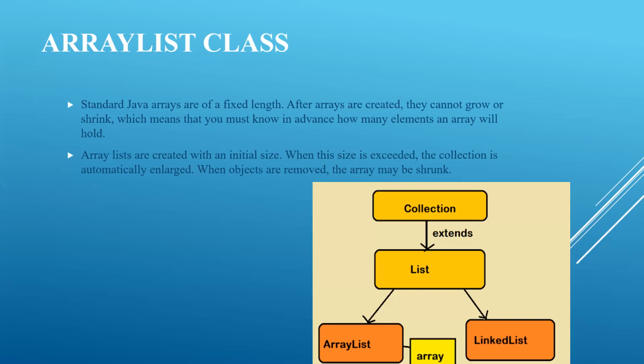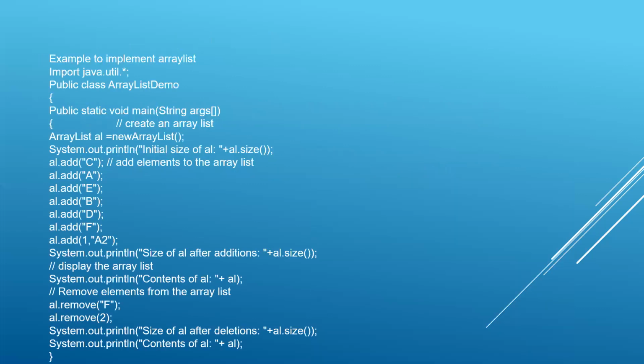That is, we can add objects into the ArrayList or we can remove objects from the ArrayList. In order to implement this ArrayList, we have different methods. Here is an example program with some of the methods. Here we have declared a class called ArrayListDemo.